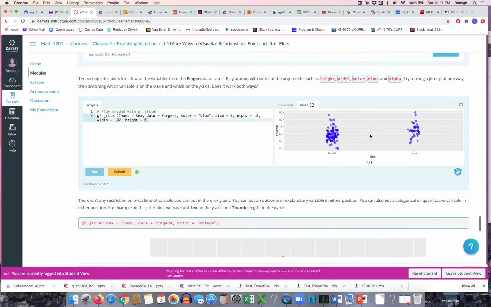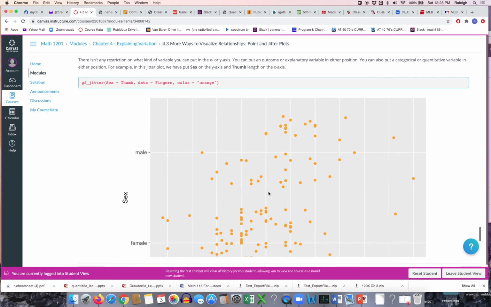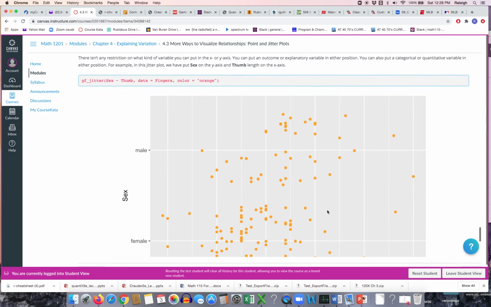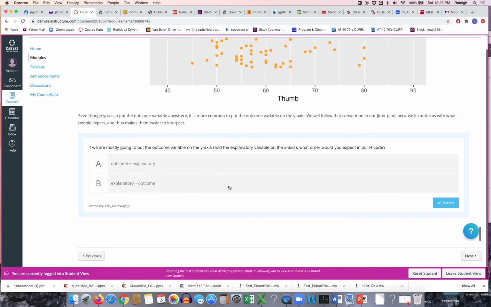So here they've got it up and down. Here they have it left and right. Here the males on top, females there on the bottom. And so there's how it goes. So even though you can put the outcome variable anywhere, it's more common to put the outcome variable on the y-axis. So this is a better way to go here. And the jitter plot conforms with what people expect, makes it easier to interpret. So y going to x is always outcome for y, explanatory for x. A is clearly the correct answer.